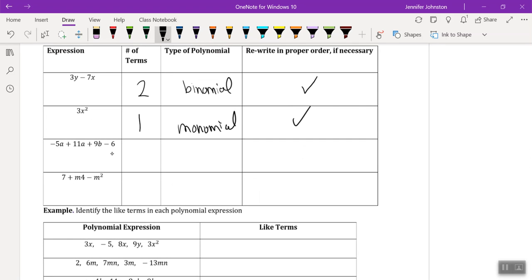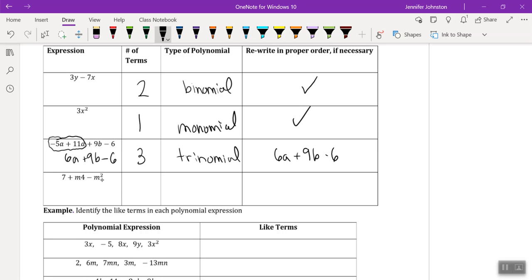This one's tricky. It looks like 4 different terms, but there are like terms happening here, so those can actually go together. Here we have negative 5 plus 11 a's. So it's like negative 5 apples plus 11 apples. Well, that gives us 6 apples. So this is actually 6a plus 9b minus 6. All right, there are 3 terms here. This is a trinomial, and now this would be in proper order. Beforehand, it wasn't.